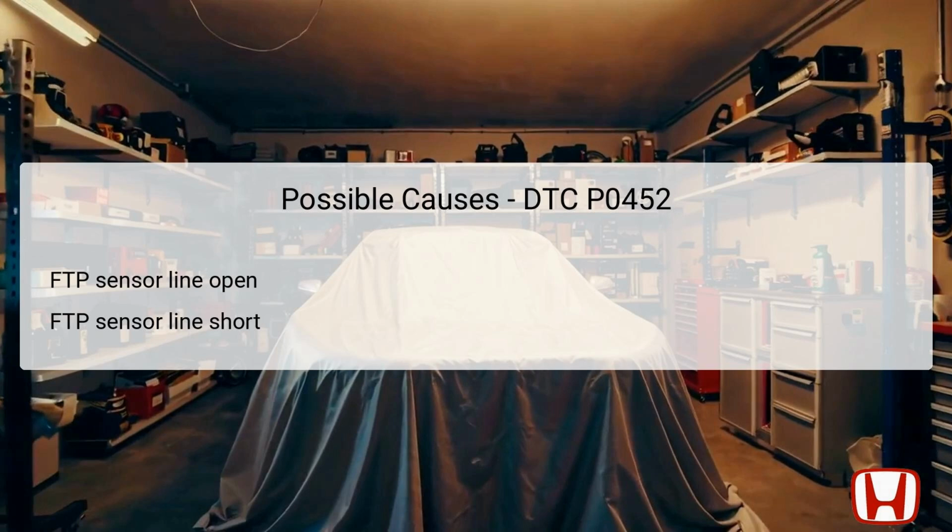Several potential causes can lead to the DTC P0452 being triggered. One possibility is that there is an open circuit in the FTP sensor line. This can occur due to frayed wires, loose connections, or damaged connectors that prevent the sensor from sending accurate voltage signals to the PCM. Another common issue might involve a short in the FTP sensor line, which would create a situation where the sensor constantly reads a low voltage due to excessive current flowing in the wrong path. It's important to emphasize that these are not all the potential issues. However, they are among the most common that technicians encounter when diagnosing this DTC.